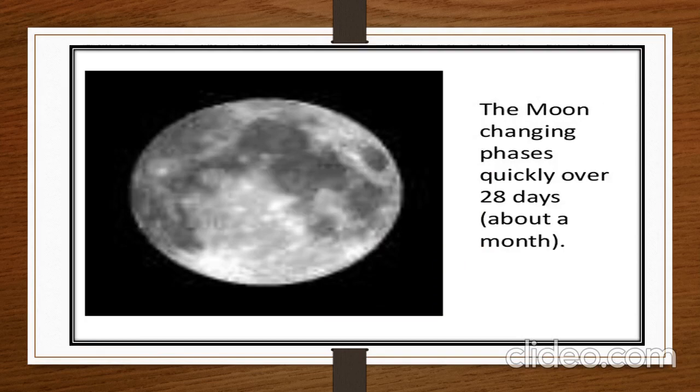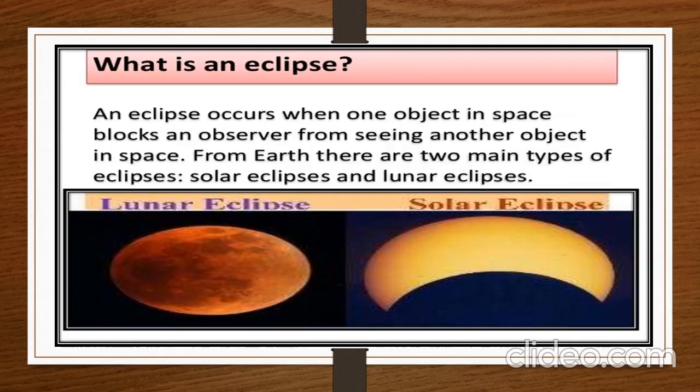And the moon changes phases quickly over 28 days, about a month. And the interesting topic, eclipse. What is an eclipse? An eclipse occurs when an object in space blocks an observer from seeing another object in space, just to see another object in the space.